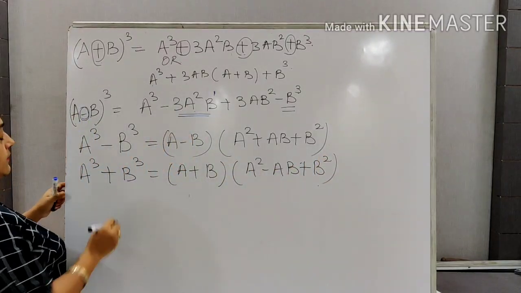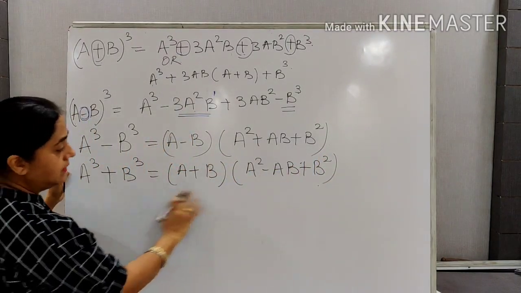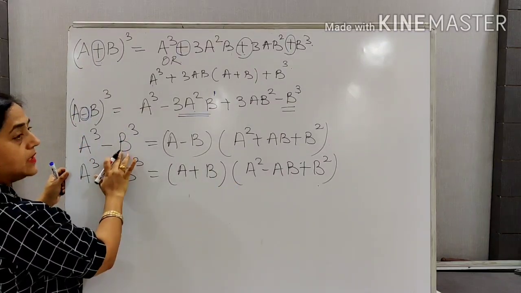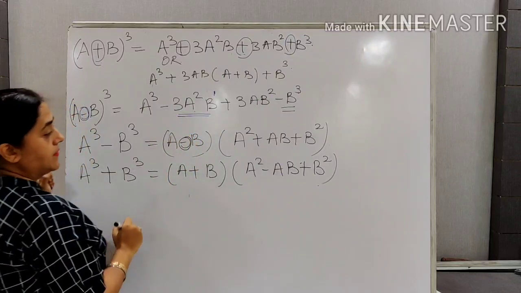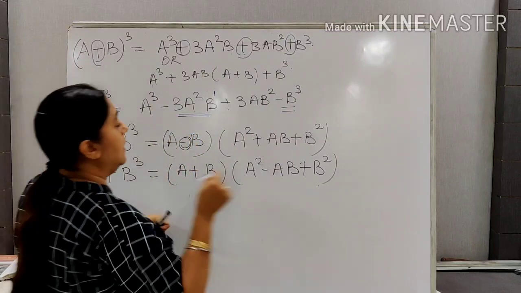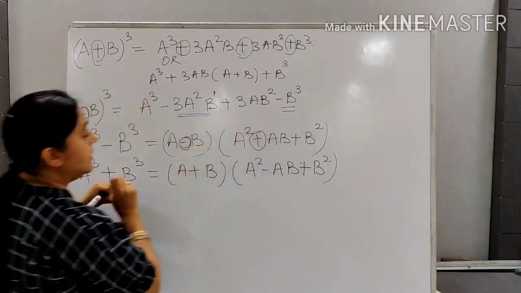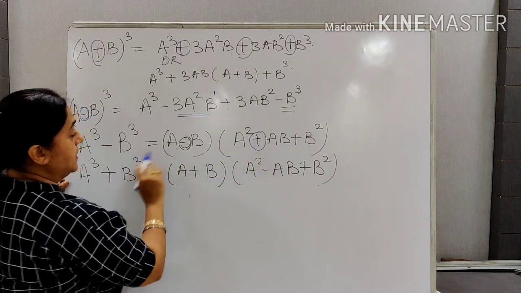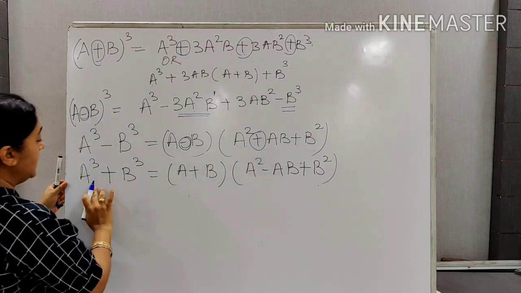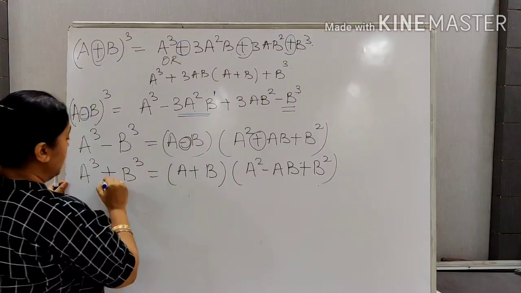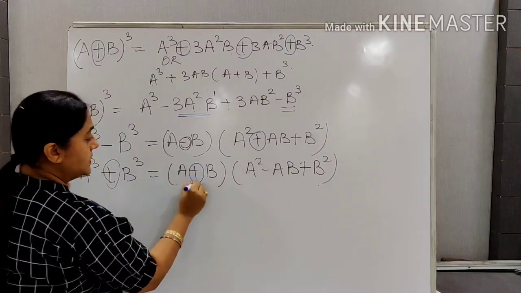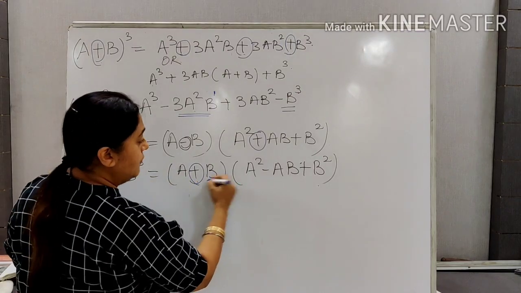So whenever, what is the way to learn this formula? A cube minus b cube है, तो it is a minus b. When there is minus here, then here it will be plus. When there is minus here, here it will be plus. Rest all is same. Similarly, when I am talking about a cube plus b cube, देखो a plus b. Here it is plus, तो here it is plus. और कहाँ डिफरेंस आएगा फॉर्मूले में?